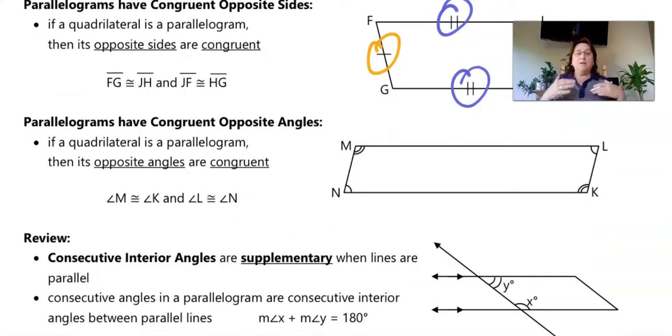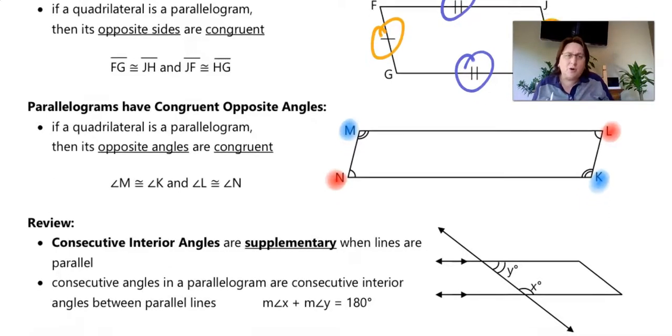Parallelograms have opposite angles that are congruent. So I'm going to highlight right here. We have angle M and angle K are opposite of each other, and they are marked as congruent. And angle N and angle L are also opposite of each other, and they are congruent. So that's another characteristic.